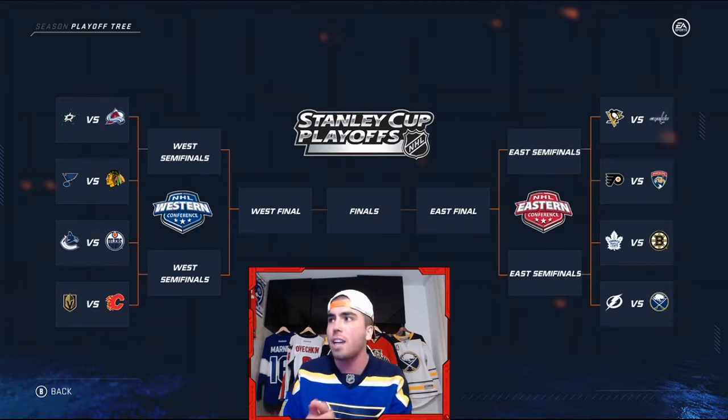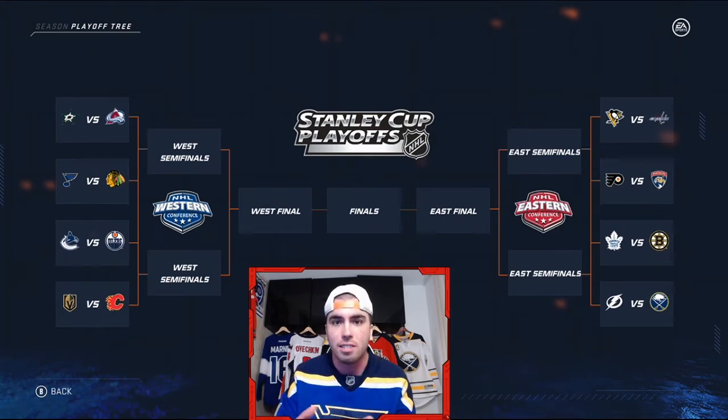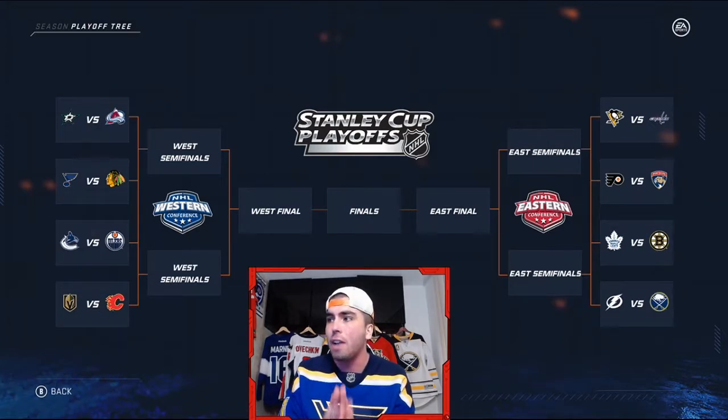And then the east side, the second seed Penguins versus the third seed Capitals. The Capitals fall from the first seed to the third seed. The Flyers versus the Florida Panthers. The Toronto Maple Leafs actually jump to the second spot, and the Boston Bruins have a horrible end of the season and fall. Again, that's probably unlikely in real life, but we're going with this. The Leafs versus the Bruins, another matchup where the Leafs get home ice advantage. And the Tampa Bay Lightning versus the Buffalo Sabres.